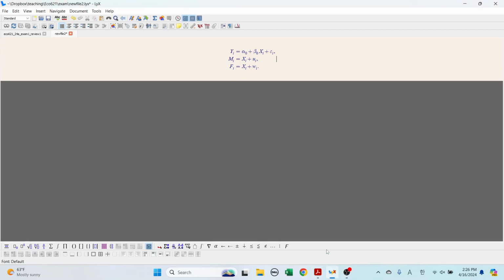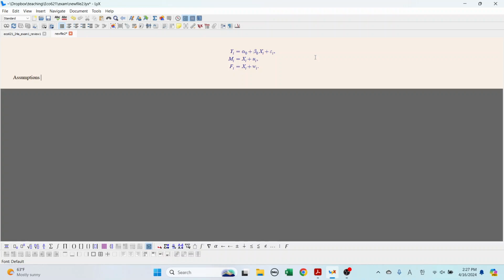Okay, this is about question 2 from the midterm exam. In the midterm exam questions, we have these equations, the standard equation, and this is how M is measured, how midterm is measured, how final is measured.